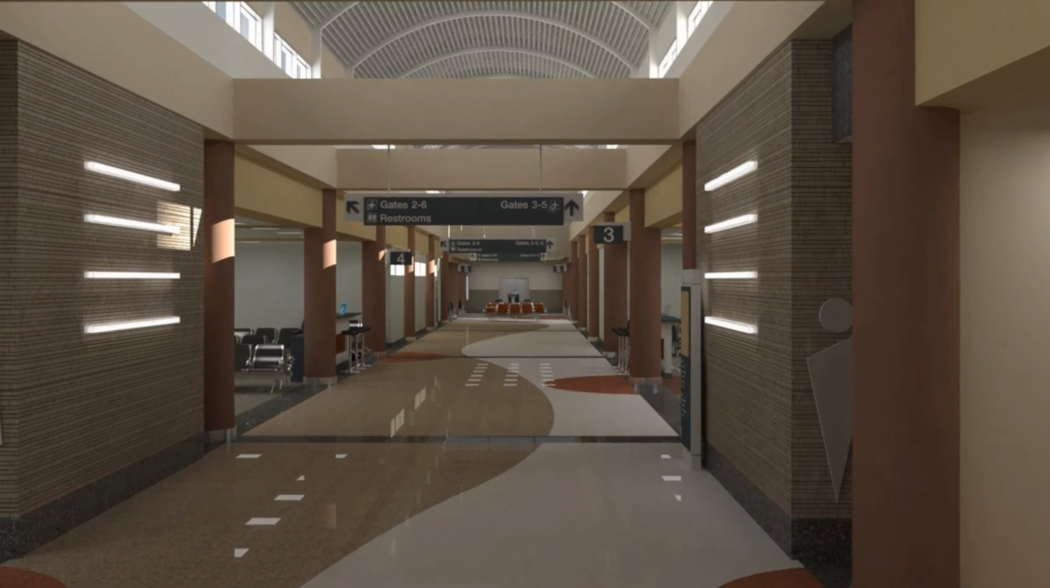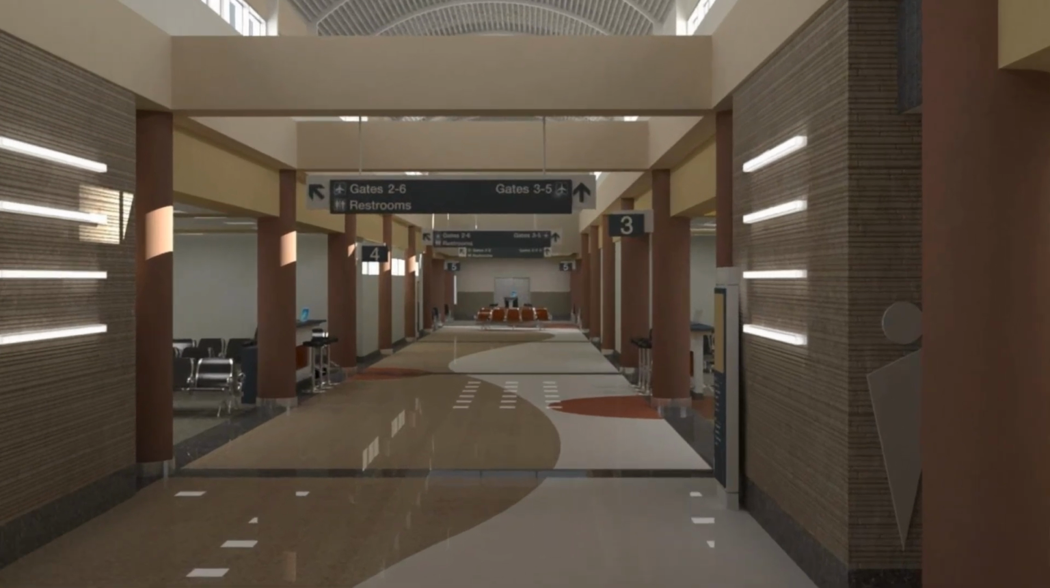Got another shot here looking down the hallway, in a different direction, sort of zooming in on it. But we can talk about some of the lights again.